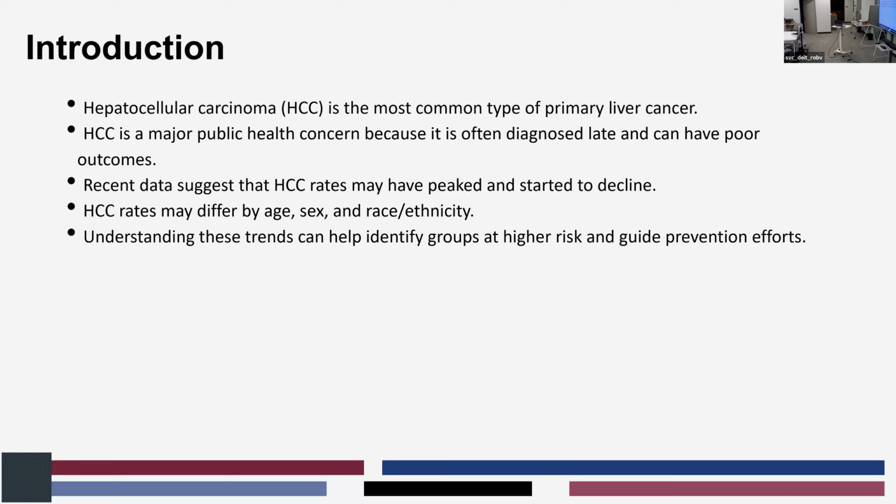A little introduction: hepatocellular carcinoma, also known as HCC, is the most common type of primary liver cancer. It is a major public health concern because it is often diagnosed at a later stage and can have poorer outcomes. Although recent data suggests that HCC incidence rates may have peaked and started to decline, these trends may not be the same across all populations. Rates may differ based on age, sex, and race or ethnicity, and understanding these differences can help us identify higher risk groups and guide prevention efforts for those higher risks.